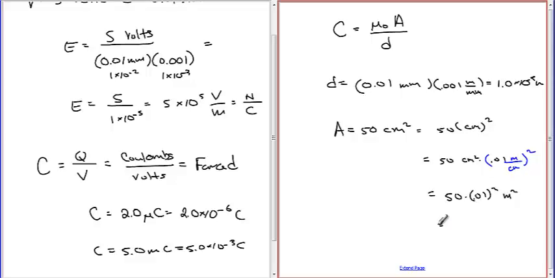So I need to get my calculator. Okay, I found it. So 0.01 squared times 50 is, we have to get the area in meters, so that's 0.005 meters squared. Another way to think about it is you just take 50 divided by 100 squared, and you get the same number.